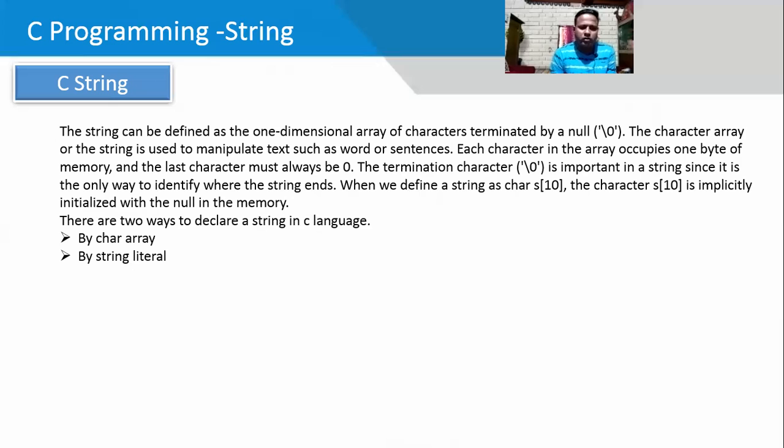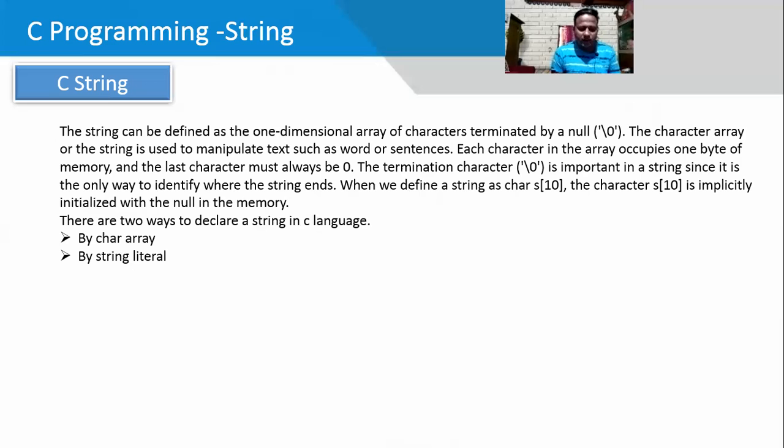The terminator that we're using, \0, is important in a string since it is the only way to identify where the string ends. The string means it is a combination of characters. So a combination of characters is called a string and one character is called a letter. The string can be defined as a one-dimensional array of characters terminated by null. The character array or string is usually used to manipulate the text. For manipulating the text, we're using a string.